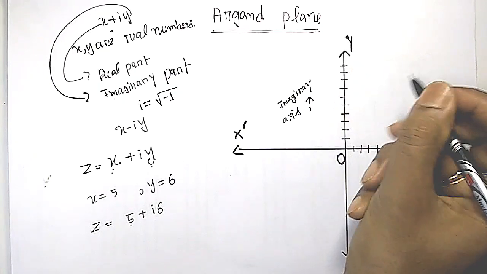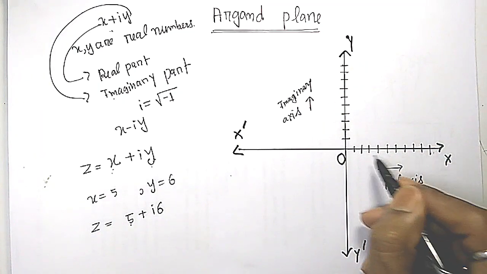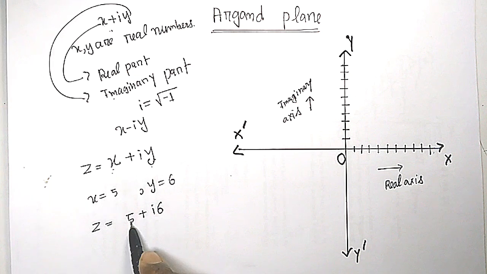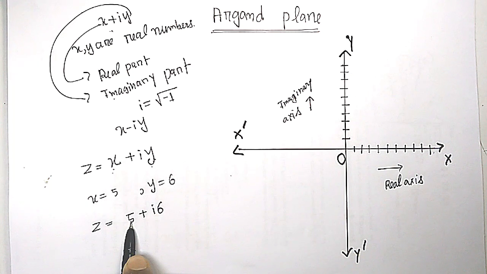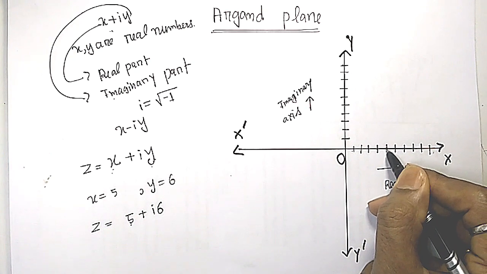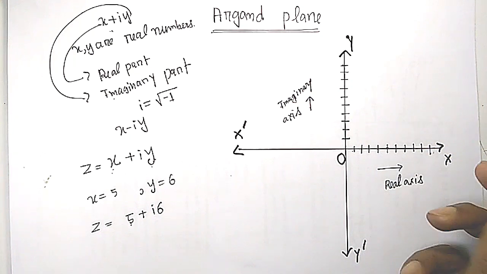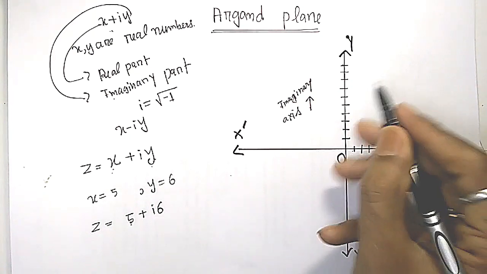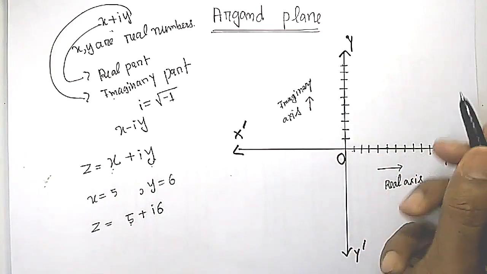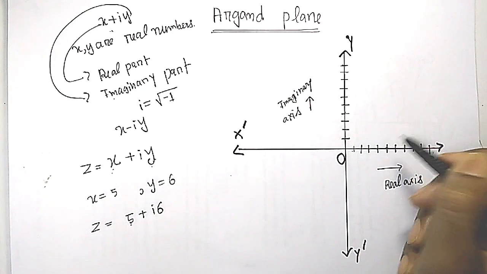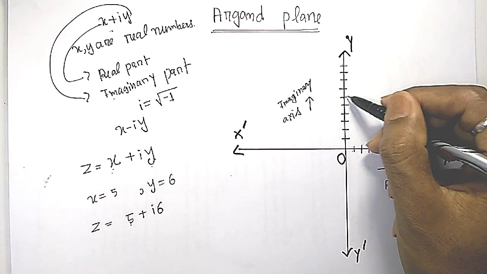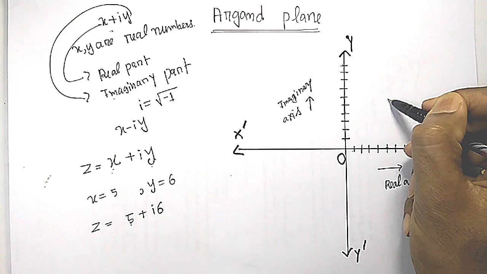While making the divisions, the gap should be the same. Since the real part is 5, 5 should be represented on the x-axis: 1, 2, 3, 4, 5. This is the point 5. Then what is the imaginary part? 6. So 1, 2, 3, 4, 5, 6. This is the point.